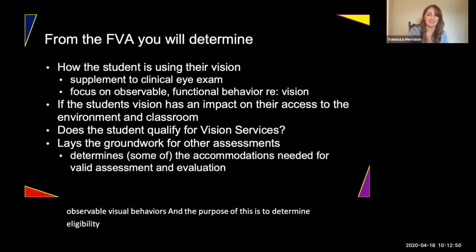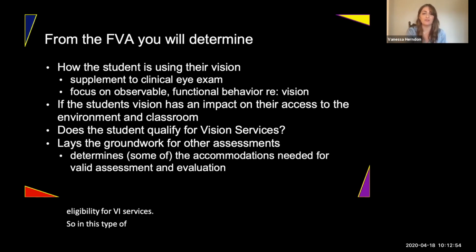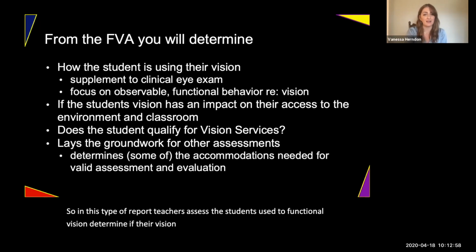for VI services. So in this type of report, teachers assess the students' use of functional vision, determine if their vision has an impact on their access to the environment and classroom, and then make recommendations based on these findings. And these findings and recommendations are the groundwork for everything else that's to come. Next slide.